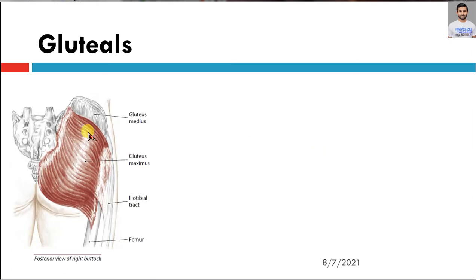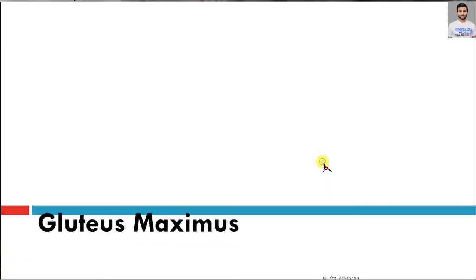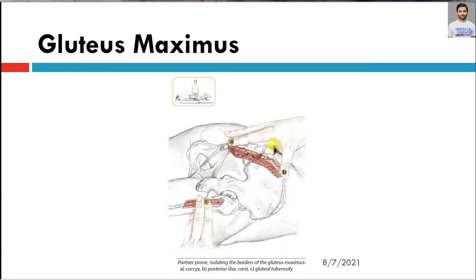The gluteal muscles can be palpated very easily, especially the gluteus maximus muscle and some part of the gluteus medius as well. Here you can see how the gluteus medius is inserted, hence it is a very potent abductor. The gluteus maximus, you can see this is the landmark, and if you want to palpate it, the landmarks are the coccyx, the posterior iliac crest, and then the gluteal tuberosity. Please remember that the gluteal tuberosity is inferior, or distal, to the greater trochanter.